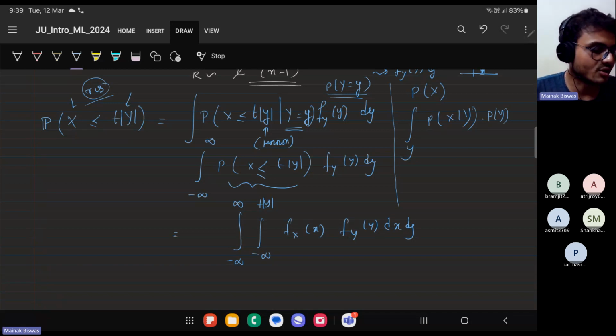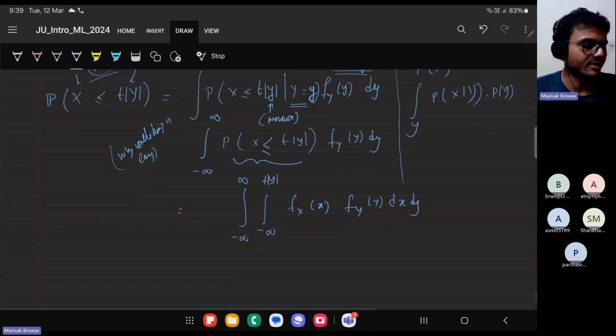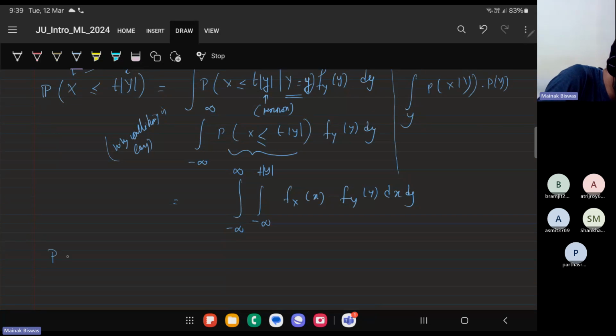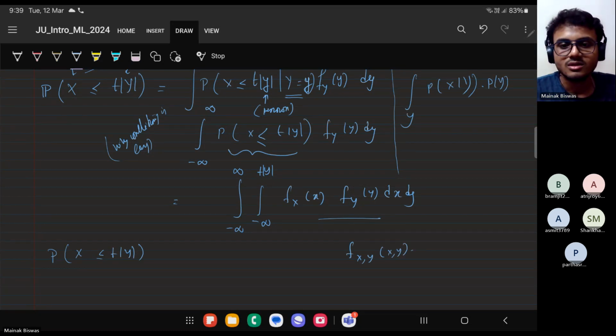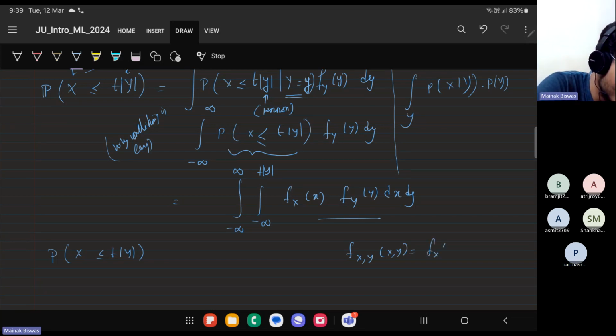I can also do it in another way. I wanted to show you why conditioning is easy. But I can also solve it in another way. I can get this same integral. Can you tell me why? I can use the joint distribution of x and y directly. What is the joint distribution of x and y since they're IID? f of x of x into f of y of y. Good.